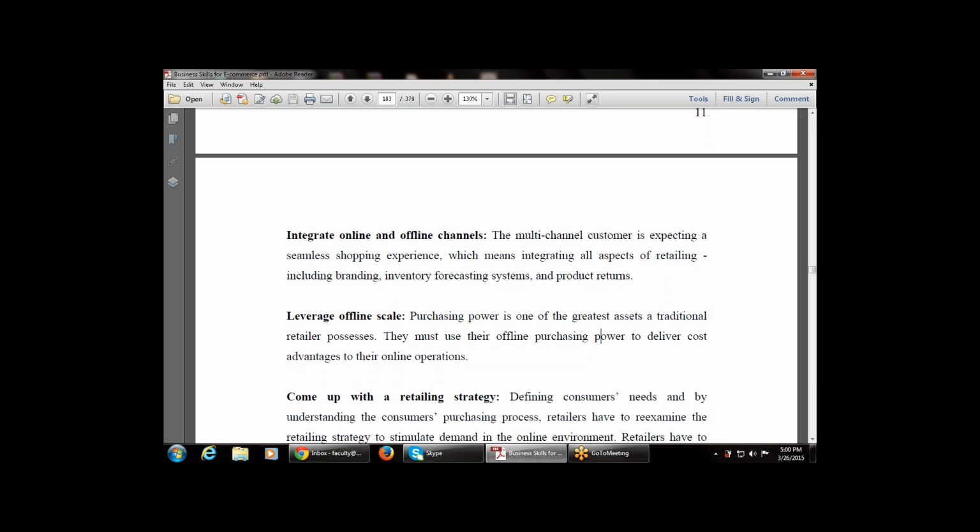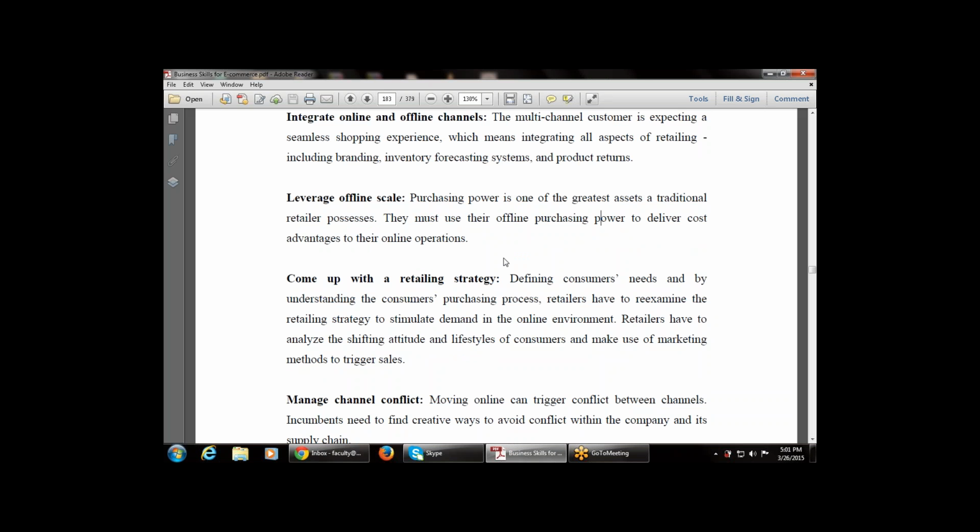Then the next one is to come up with the retailing strategy. That is also a management issue: which strategy is used for the retailing. By defining consumers' needs and understanding the consumers' purchasing process, retailers have to re-examine their retailing strategies to stimulate demand in the online environment. Retailers have to analyze the shifting attitudes and lifestyles of consumers and make use of marketing methods to trigger sales. That is how to integrate with the various customers and how to use marketing strategies.